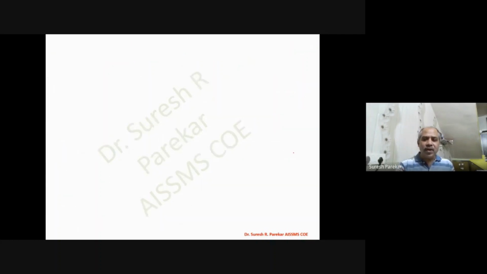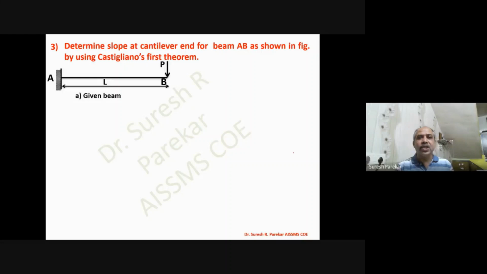Now we will go with the third problem, that is to determine slope at the cantilever end at B. And I already mentioned that whenever I am dealing with slope, there should be a variable moment available at that point.